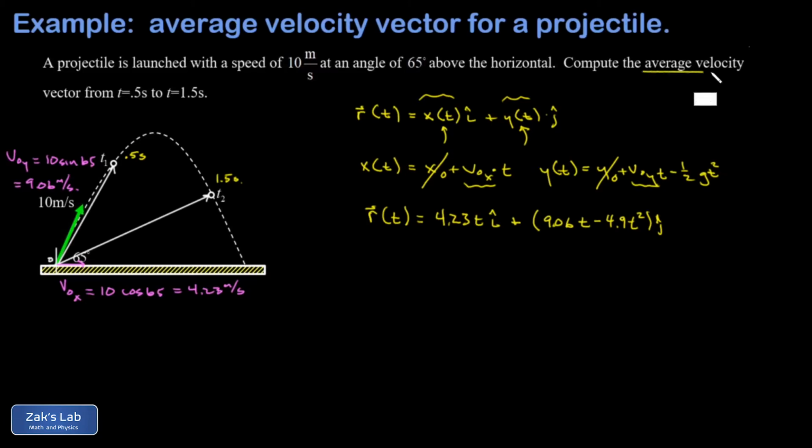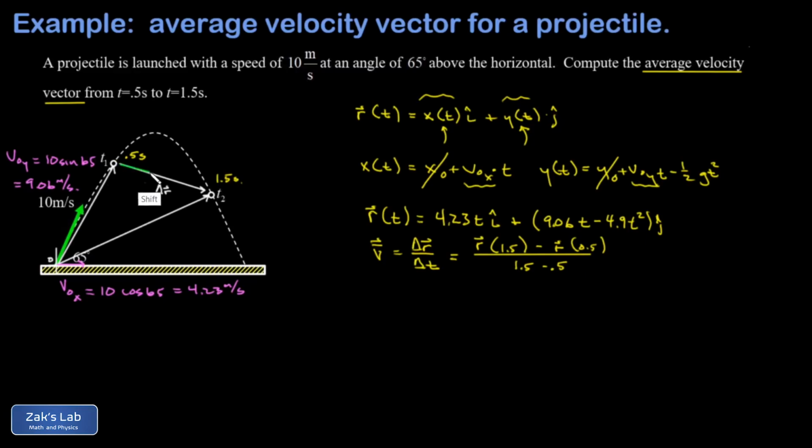Now we need a reminder of what the average velocity vector is, and that's a change in position divided by a change in time. We could also call that change in position the displacement of the object on this time interval. That's actually a vector pointing from the location of this object at t1 to the location of the object at t2, and that's given by r of 1.5 seconds minus r of 0.5 seconds. And then we divide that by the time it took to get from point number 1 to point number 2, which is exactly 1 second. That's t equals 1.5 for the final time and t equals 0.5 for the initial time.